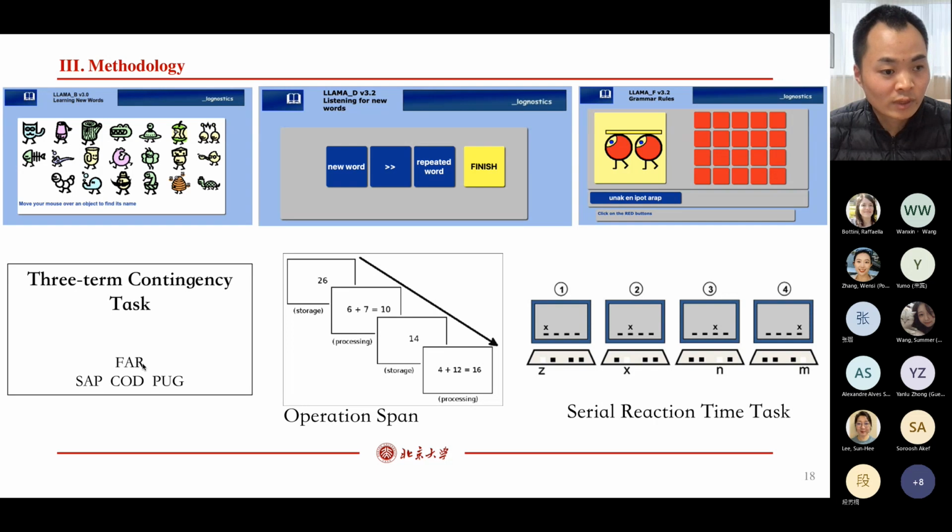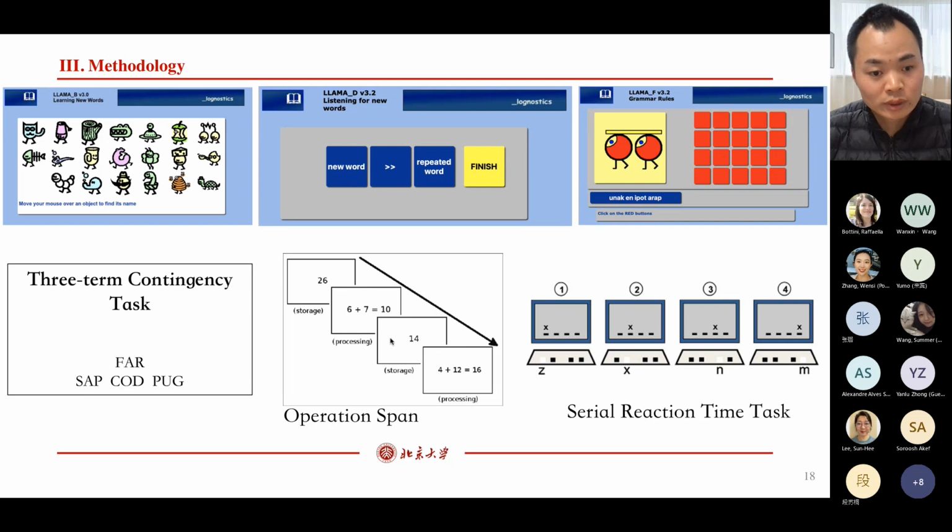For example, you're going to see "far", and this "far" is going to be associated with different words like "sub", "card", "park", and then you are going to memorize which word goes after "far". And I also use an operation span task.